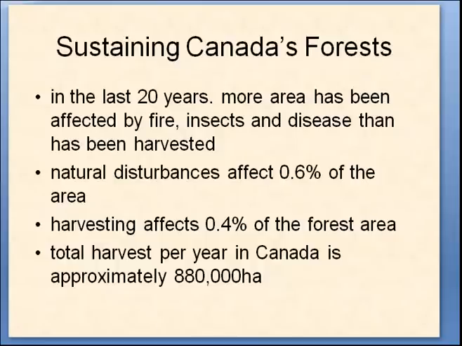So the last thing, just as a recap, and I'd like to mention a note: in the last 20 years, more area has been affected by fire, insects, and disease than has actually been harvested. Natural disturbance affects about 0.6% of the area of Canada, and harvesting affects about 0.4% of all the forest of Canada. So 1% disturbance over the entire country.